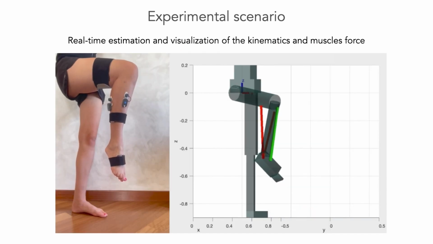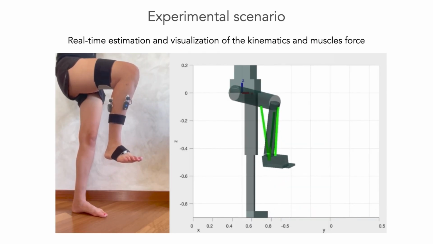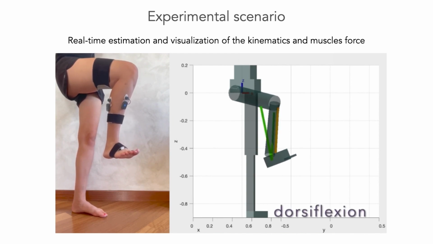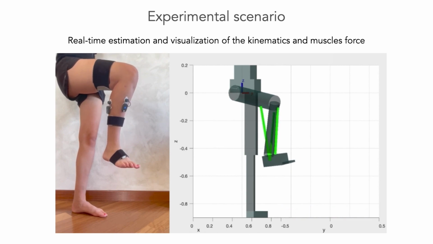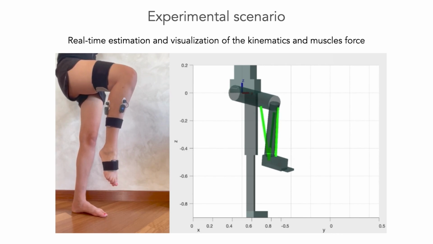In this video, on the left-hand side, you can see the real subject performing the task while equipped with iFeel IMUs inside the black bands and a set of EMGs. On the right-hand side, the real-time visualization of the estimation of the muscle forces. The redder the color of the muscle line, the higher the contraction.